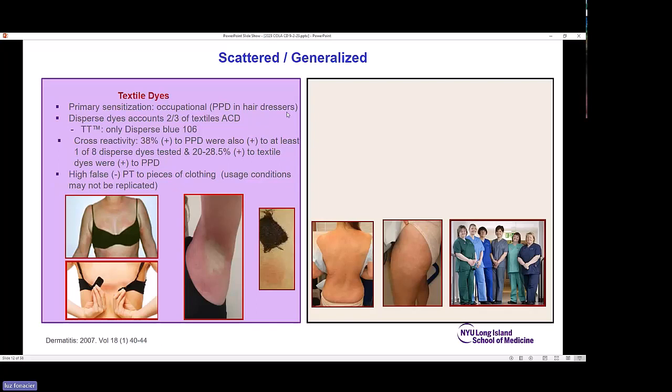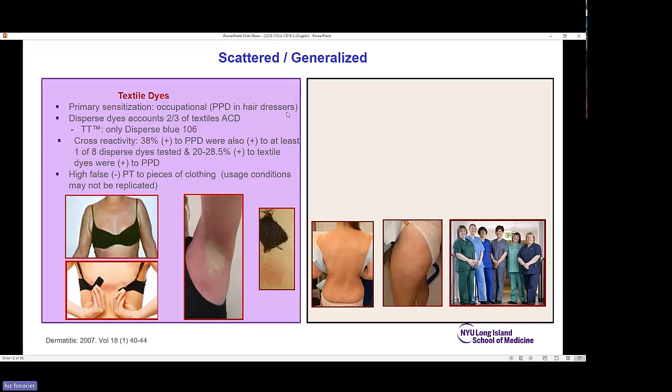If you are only doing the TRUE test, the TRUE test will test for p-phenylenediamine and only disperse blue as a textile dye mix. So there is a cross-reactivity. About 38% of p-phenylenediamine-positive patients will also be positive to at least one textile dye used in testing that could be missed if you did not use textile dye mix.